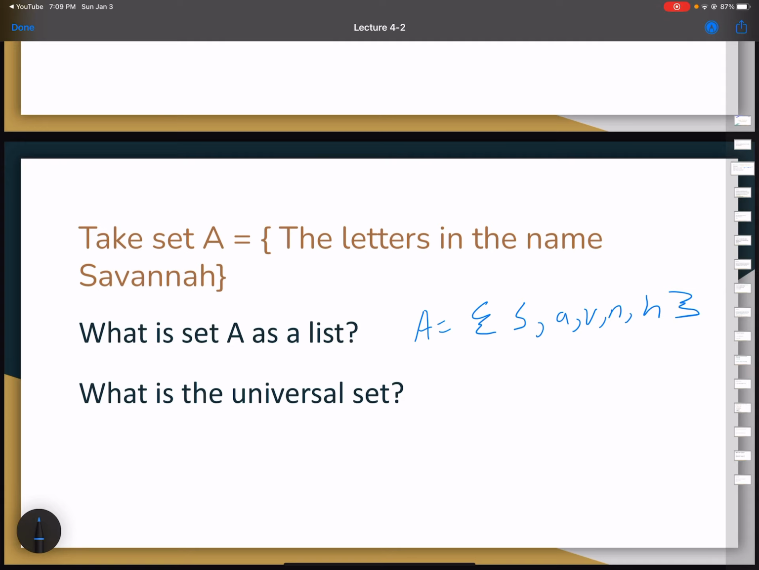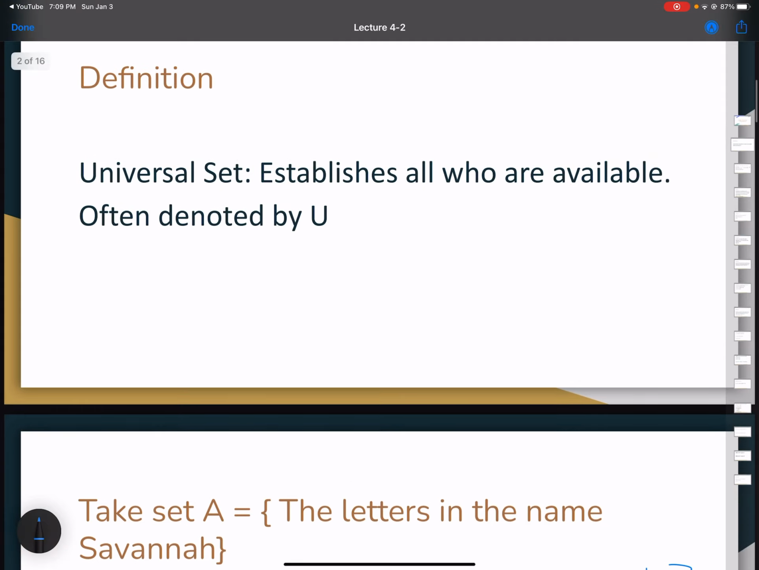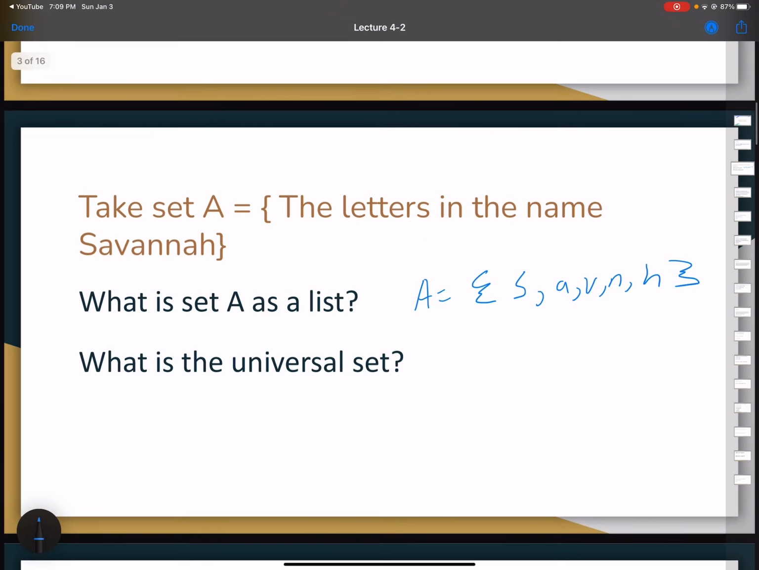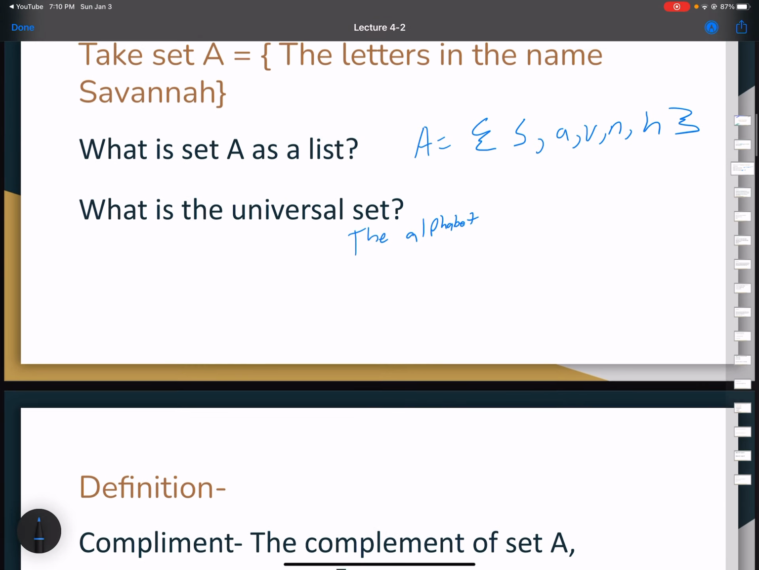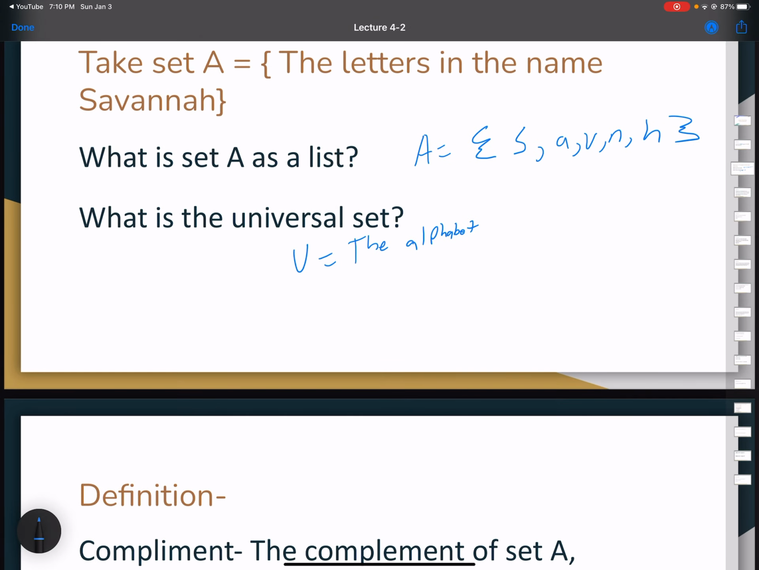So what would be the universal set here? Well, the universal set establishes all who are available. What are all the letters that could possibly have been in her name? So the universal set is just going to be the alphabet, the English alphabet, to be exact, in this case. So the universal set is everything that's available, usually denoted by a U. So I could say U is equal to the alphabet.